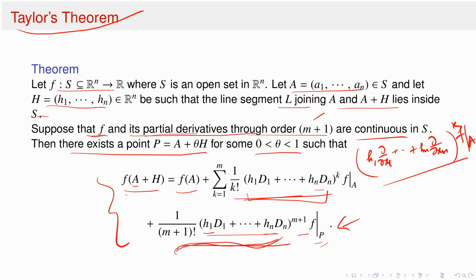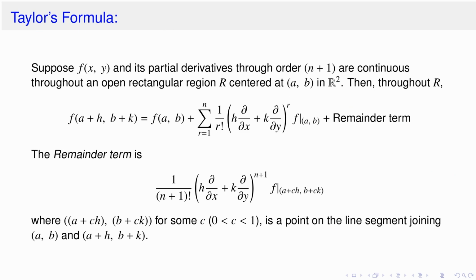In other words, I can approximate my function f near a point A via polynomials. In the case of Rn, I have a polynomial of n variables. When I talk about R2, I have a polynomial of 2 variables. And for real valued functions of a real variable, you know that I can approximate my function near a point A via a polynomial of a single variable. This is Taylor's formula.